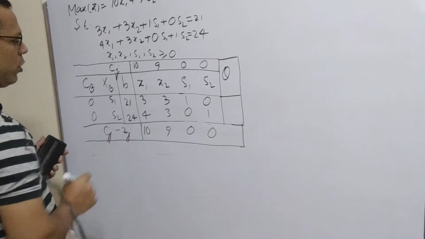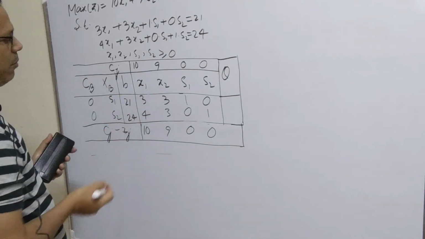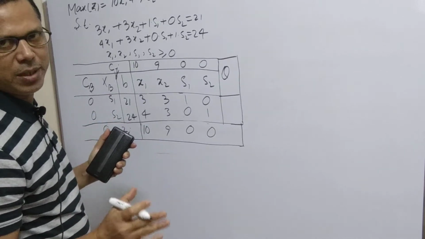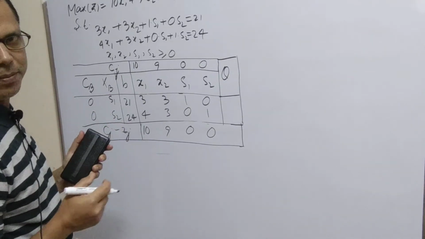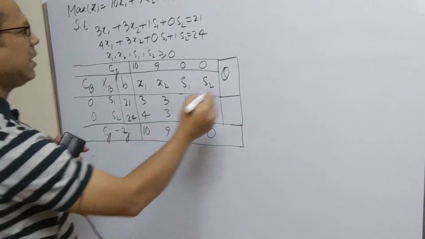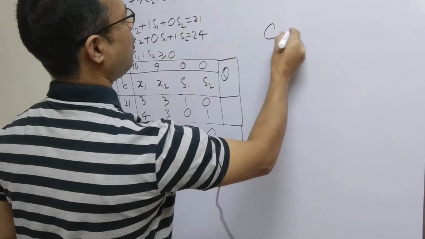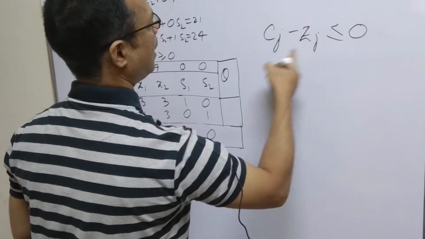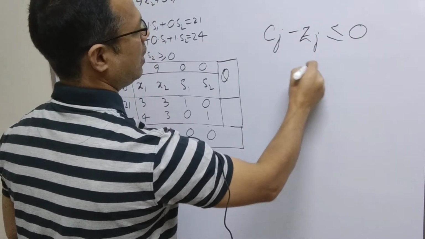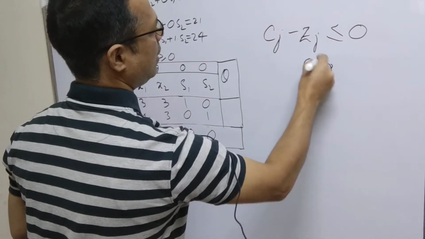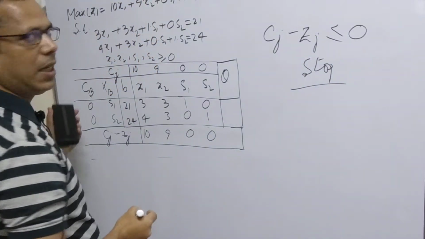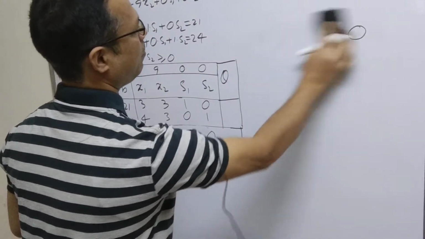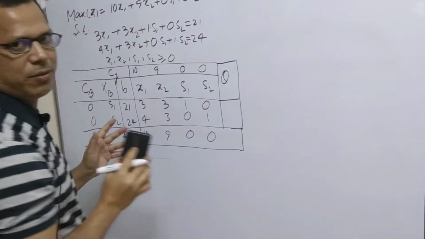But where do we have to stop? Because now this is the initial table, then we will move into the first table, then the second table, then third, then fourth. Where do we have to stop? The condition is very simple. Wherever we find the Cj minus Zj values less than or equal to 0, either negative or 0, then we will stop and see the values of x1 and x2. This is the condition you need to remember to stop the procedure and find the result.